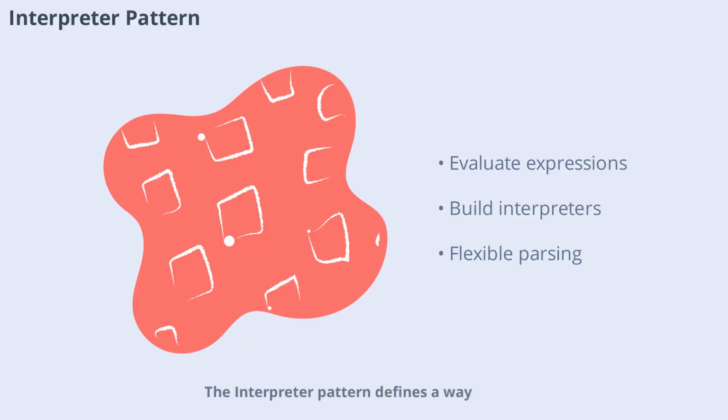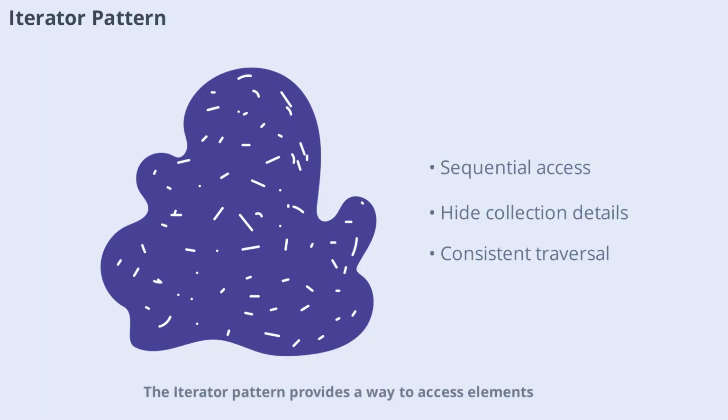The interpreter pattern defines a way to evaluate language grammar or expressions. It's useful for building interpreters for simple languages or scripting engines. In Java, you might use this pattern to parse and execute expressions, commands, or configuration files, making your applications more flexible and extensible.